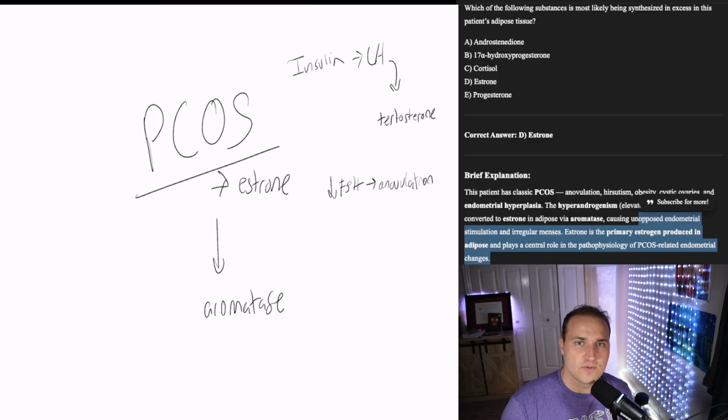And so the way you treat this is with weight loss or OCPs with progesterone. That protects the endometrium. Remember, progesterone protects. And also clomiphene can help induce ovulation if they're struggling with that.